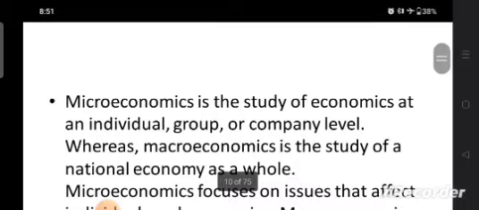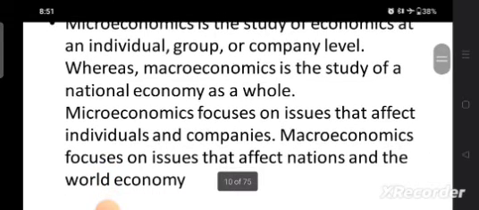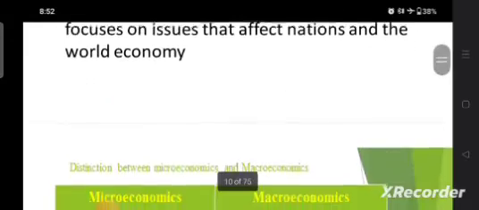Microeconomics is the study of economics at an individual, group or company level, whereas macroeconomics is the study of the national economy as a whole, where we study GDP and the inflation rate. Microeconomics focuses on issues that affect individuals and companies, that is, how your company is affected by issues. Macroeconomics focuses on the issues that affect nations and the world economy.